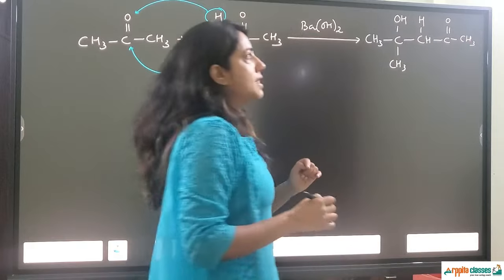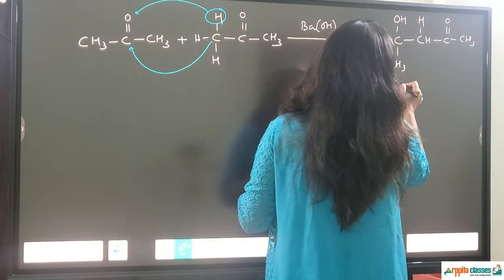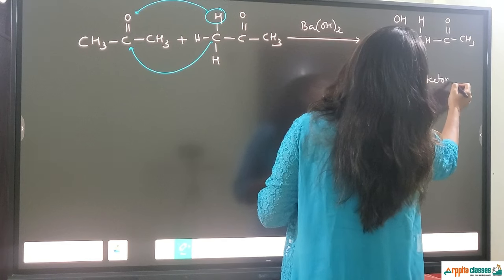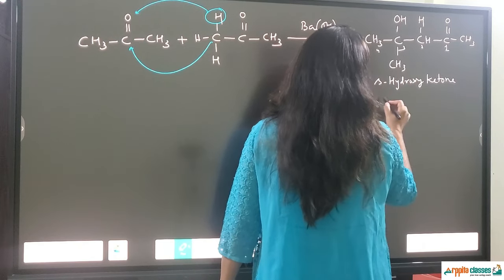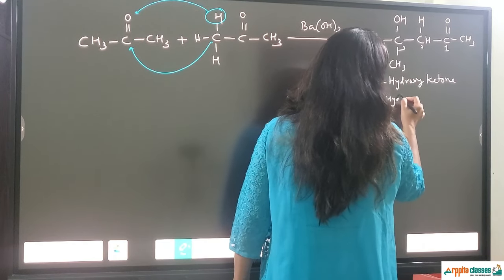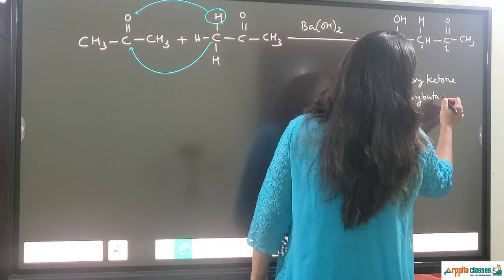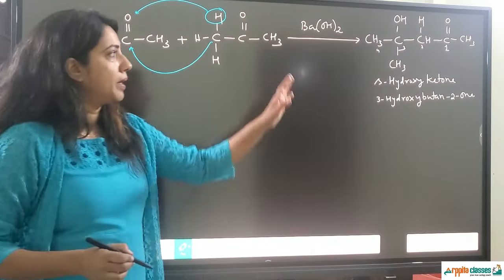Now if you see this, this is a beta hydroxy ketone product. The general name is beta hydroxy ketone, and it is 1, 2, 3 and 4. So it is 3 hydroxy. The IUPAC name I am writing now: 3-hydroxybutan-2-one. This is the particular name.